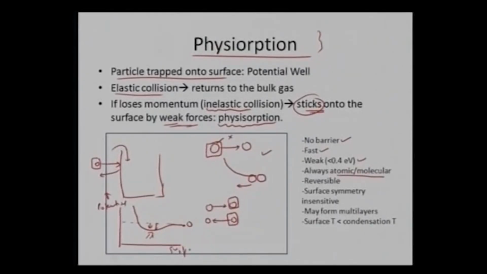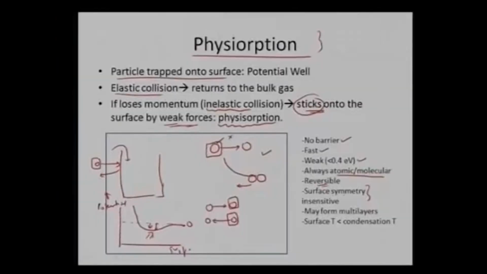And since there is no chemical bond forming here, they are always reversible. At the same time, they are surface symmetry insensitive, because it is more like a physical movement of a particular atom to a particular location. So they remain insensitive to surface symmetry. In case the surface has some symmetry, they don't pick a particular symmetry. It may not want to go to a particular site, because they are not sensitive to the particular molecule which is sitting on the surface.